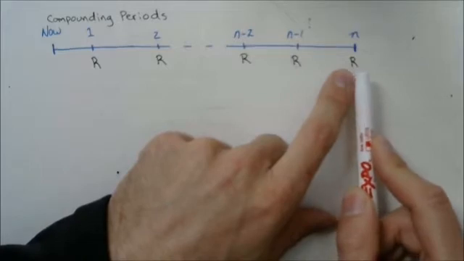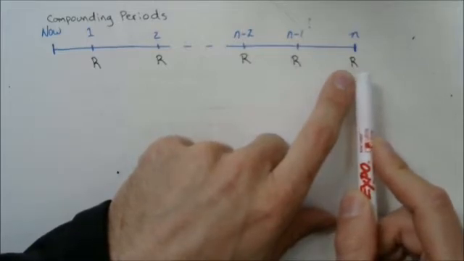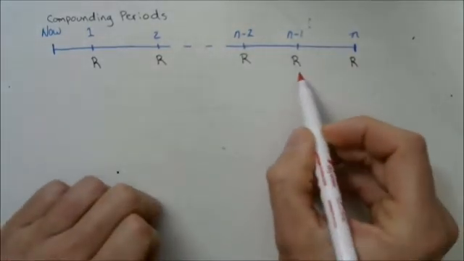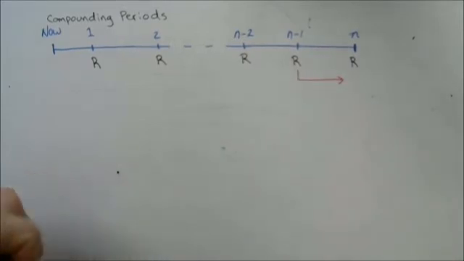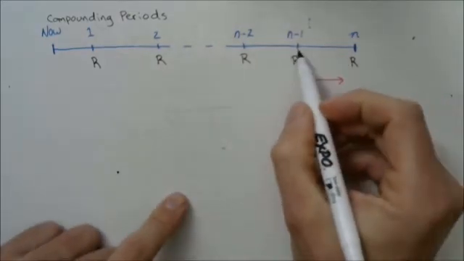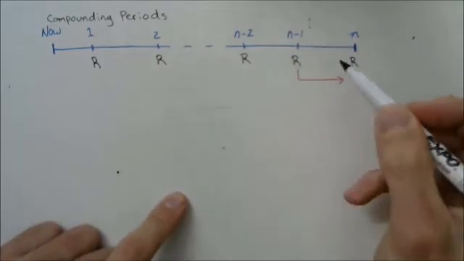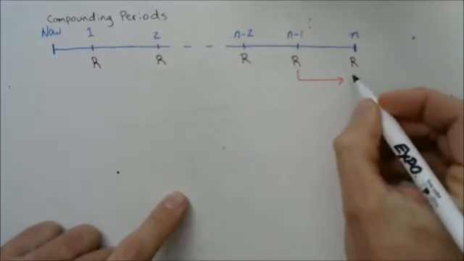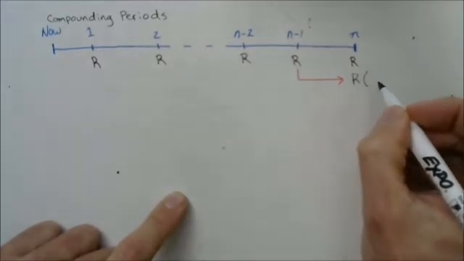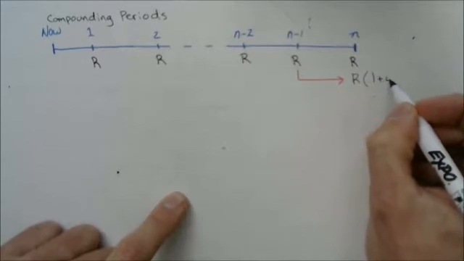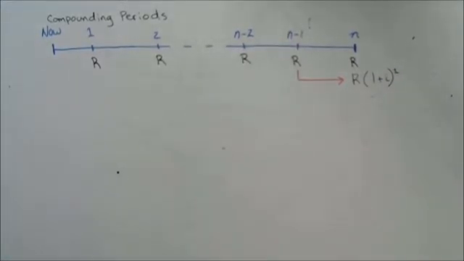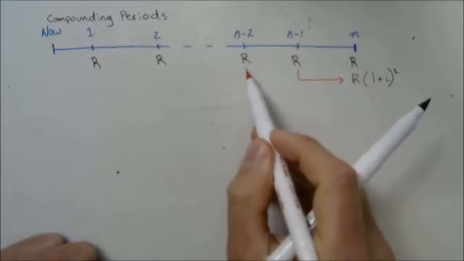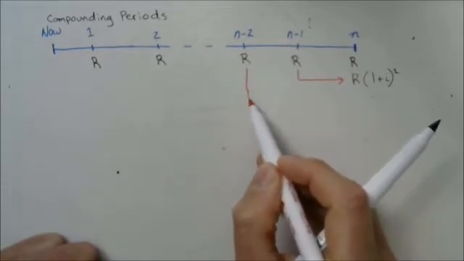So is it going to earn any interest? No, it's just going to be R. But this regular payment is going to earn interest for 1 compounding period. So if it stays in for 1 compounding period, again, we're working backwards, this one is R times 1 plus I to the power of 1. Okay? Well, let's see this third last payment.